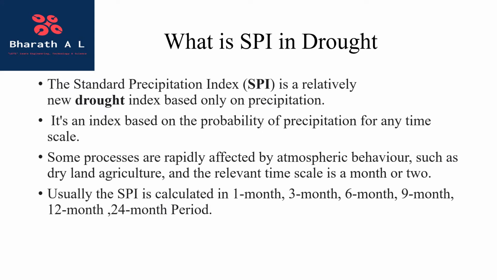And what is SPI in a drought? The Standard Precipitation Index is a relatively new drought index based only on precipitation. As I said in the earlier slides, it is an index based on the probability of precipitation for any time scale. And the third point is that some processes are rapidly affected by atmospheric behavior or climatic change, such as dryland agriculture, and the relevant time scales are a month or two. Usually it is calculated in terms of 1 month, 3 months, 6, 9, 12, 24, as well as 48 months.